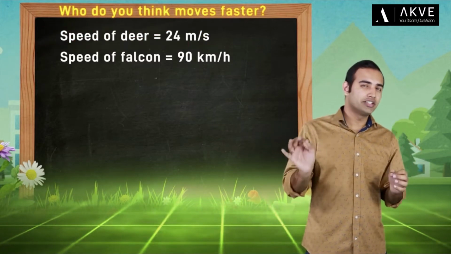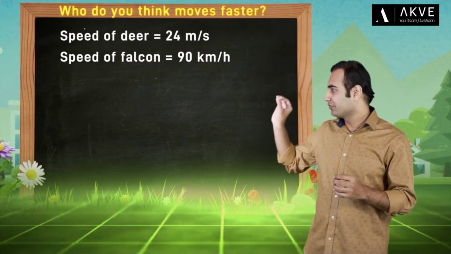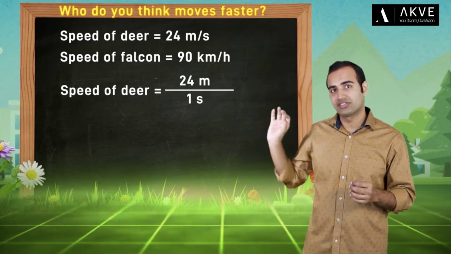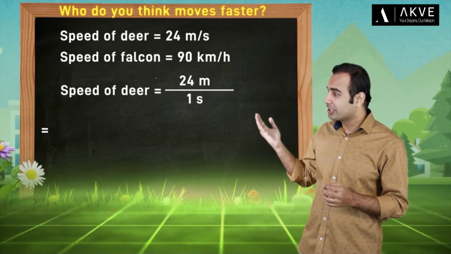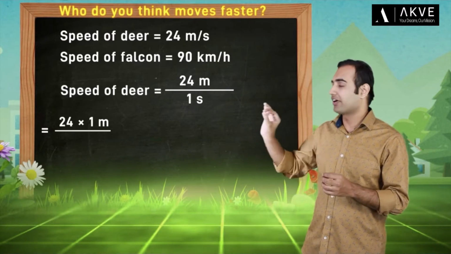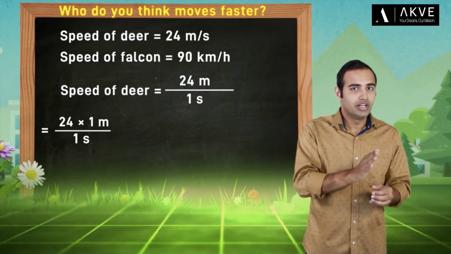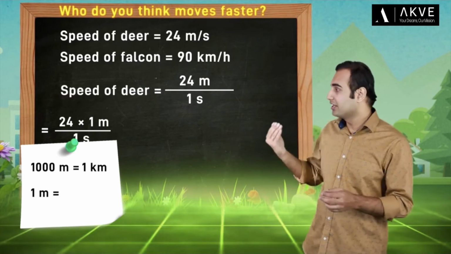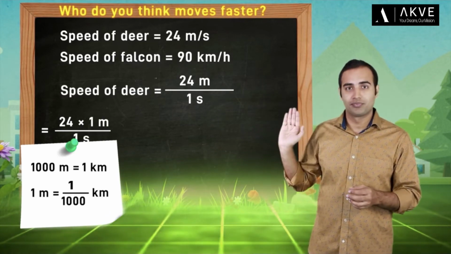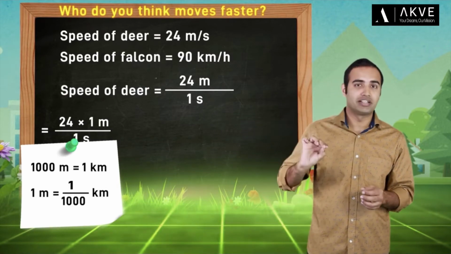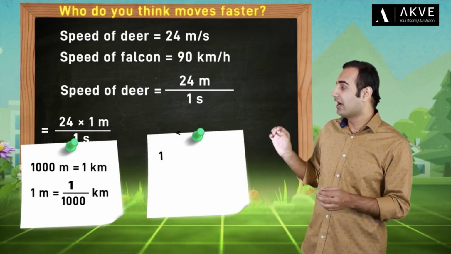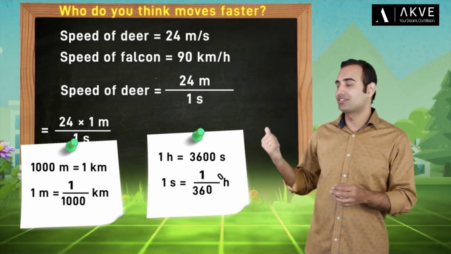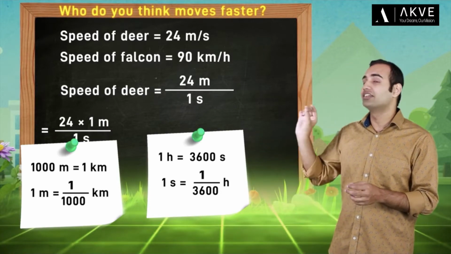So to convert the deer's speed in kilometers per hour, let's first of all write its speed in meters per second as 24 meters divided by 1 second. Now I can rewrite this as 24 multiplied by 1 meter divided by 1 second. Now we know that 1000 meters is equal to 1 kilometer. So 1 meter is clearly equal to 1 upon 1000 kilometers. So let me replace this value in the numerator. Similarly, I know that 1 hour is equal to 3600 seconds. So 1 second is equal to 1 upon 3600 hours. Let's replace that in the denominator.